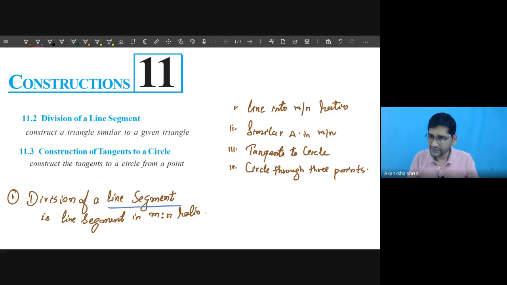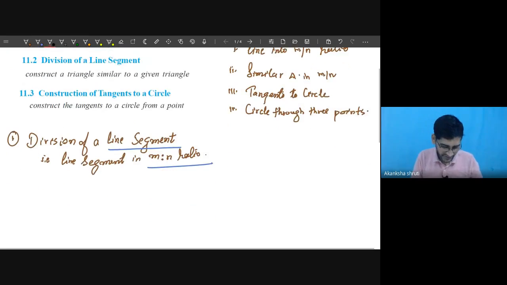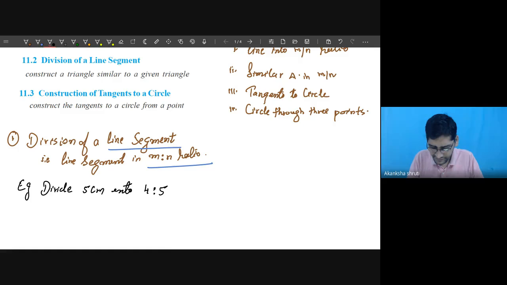We are given a line segment and we want to divide it in the ratio of m to n. Always we will take one example, and with that we will write all the steps and understand it. So let us take one example. We want to divide a line segment of length 5 centimeter into 4:9. Or 4:9 is a bit bigger, so let me take 4:5. Let us take this line segment as AB equals 5 centimeter, and the ratio m by n is 4/5.